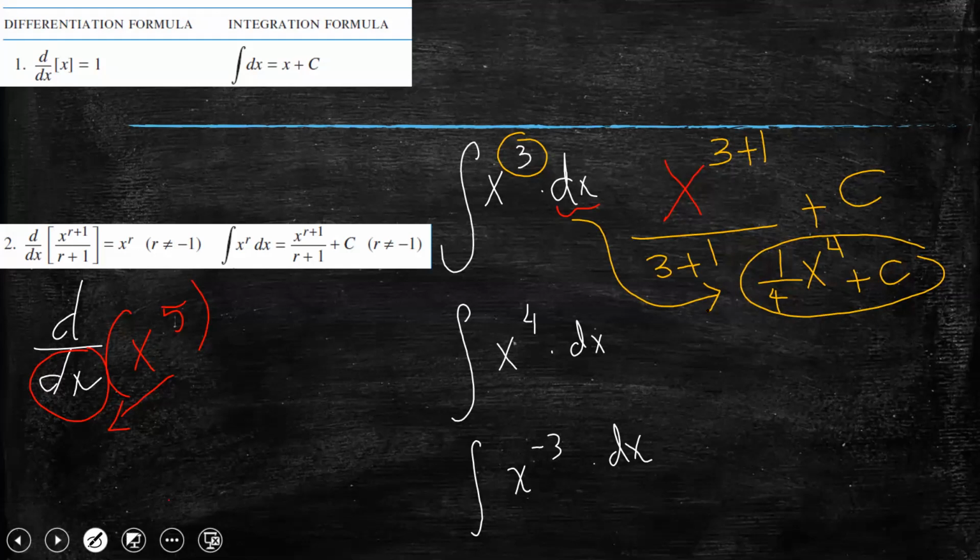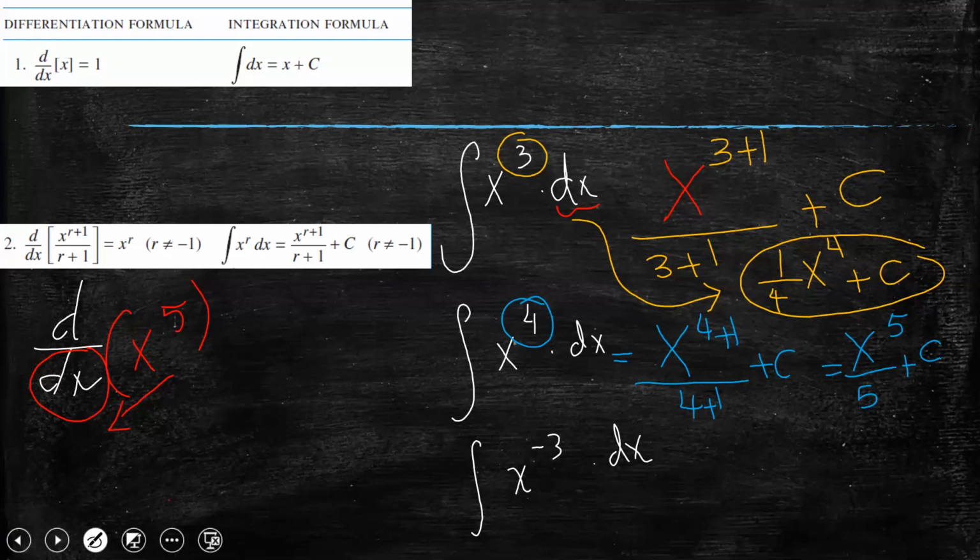Look at the second one here. The integral of x to the power 4 dx. Here we have x to the power 4 plus 1 over 4 plus 1, plus c. I just add 1 to the exponent, and I copy the new exponent and write it in the denominator. So it comes like x to the power 5 over 5 plus c.